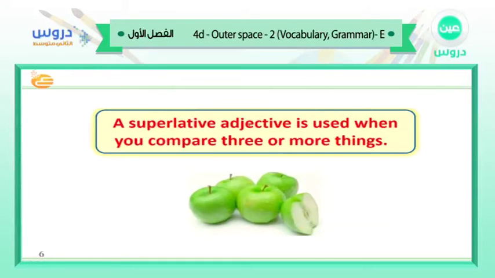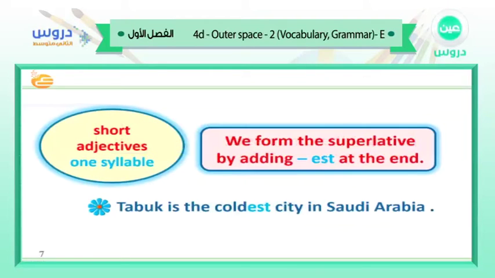A superlative adjective is used when you compare 3 or more things. As we said before, the green apple is the smallest of the 4. When there are more than 2 things, we use the superlative adjective. Comparative is smaller, superlative is smallest. Don't forget that. Okay, everybody.